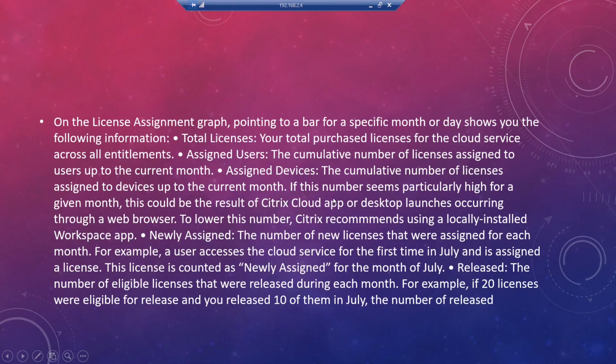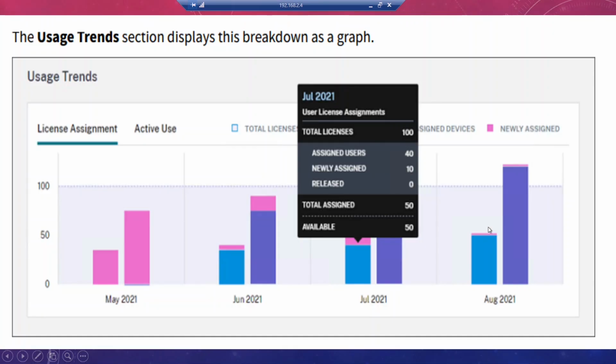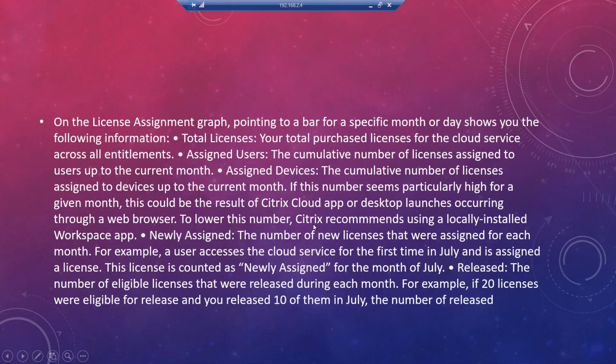If this number seems particularly high for a given month, this could be the result of Citrix Cloud or desktop launches occurring through a web browser. To lower this number, Citrix recommends using a locally installed workspace app. So you can find all the details here. If the numbers are increasing, it means that some users are trying to launch applications or desktops in the Citrix environment. So that's what they are saying.